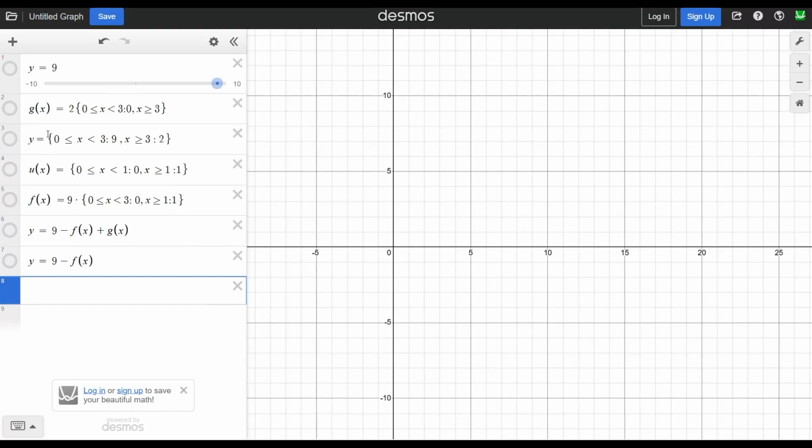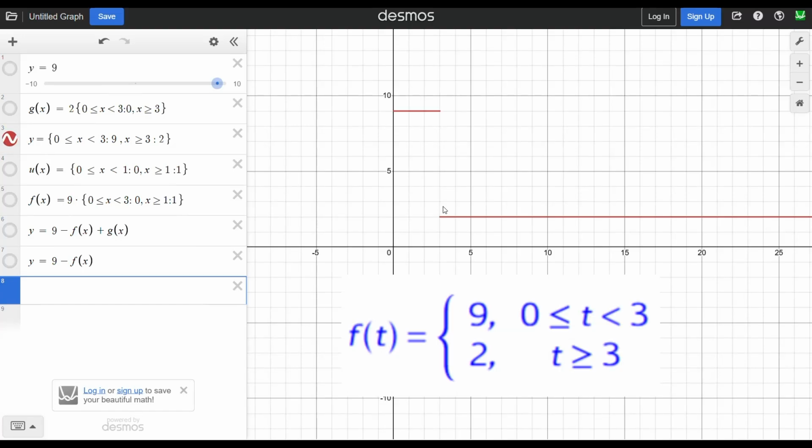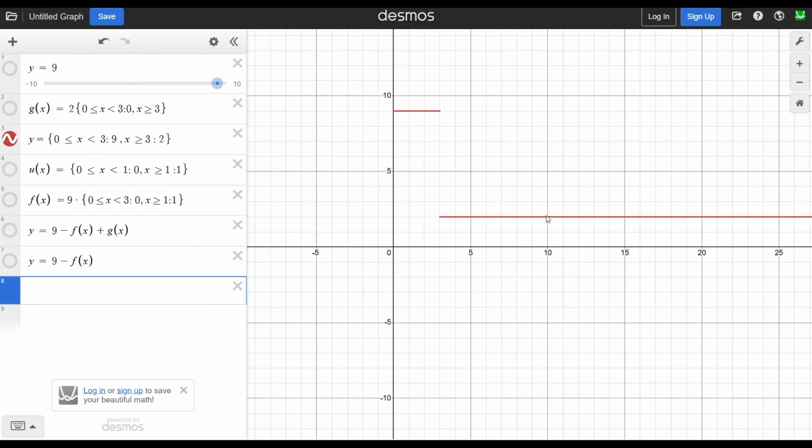Imagine you have a piecewise function like this, where while x is less than 3, it's on at a value of 9, and when x is more than 3, it's on but at a value of 2. So it's like a switch. We went from 9 to 2.